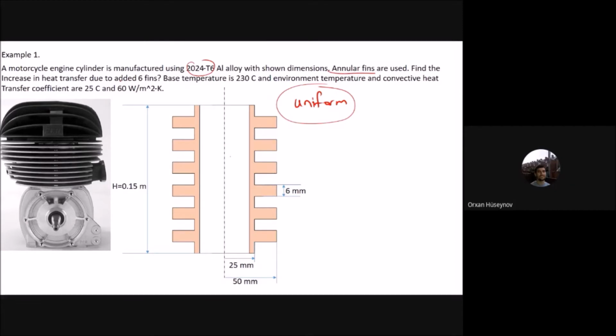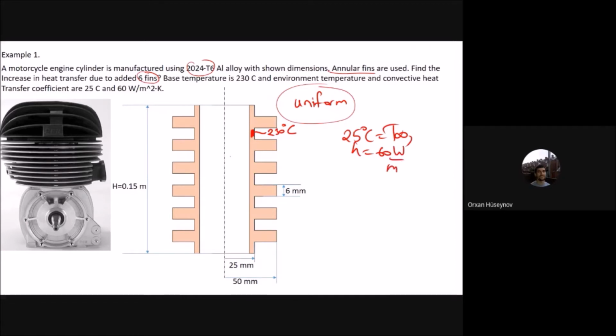The question is, find the increase in heat transfer due to added 6 fins. So we have 6 fins here, and the temperature at the base is 230 degrees Celsius. And 25 degrees Celsius is the environment temperature, and the h of the environment is 60.